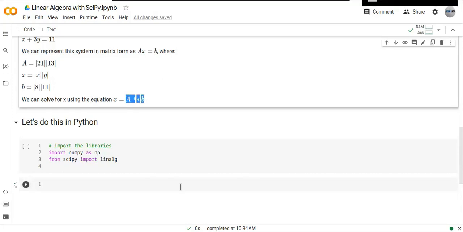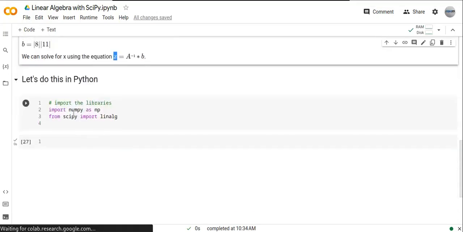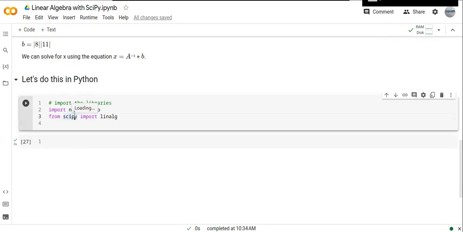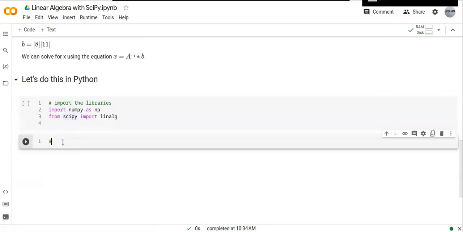So based on this, we can solve for x using this formula. Instead of solving manually, we can apply this Python program to easily solve this linear equation and find x. Okay, now first of all, we have to import the libraries as usual, and NumPy and SciPy are very important.